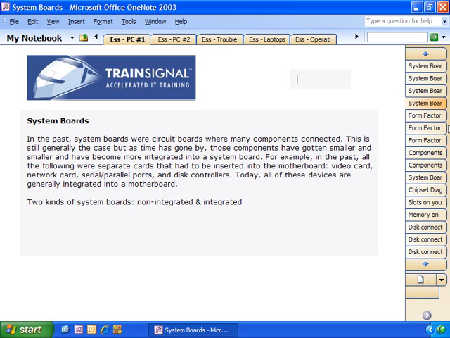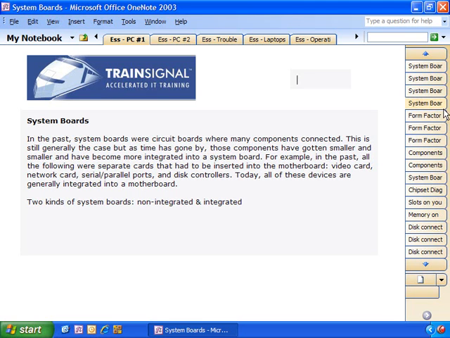So in general, you have two kinds of system boards. You have non-integrated system boards and integrated system boards. Non-integrated is where many of the components are separate cards. Integrated motherboards are motherboards where the components like the video, network, parallel ports, all those things are all built onto the motherboard. And most, if not all, of the motherboards in production today are integrated motherboards in some form or fashion. Because who wants to buy cards that you have to stick into your computer when you can get it all on one board?